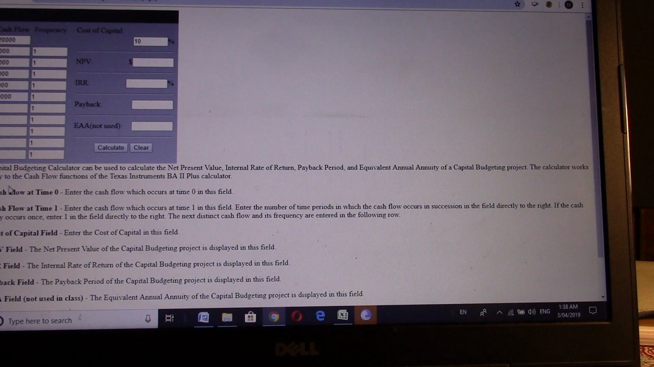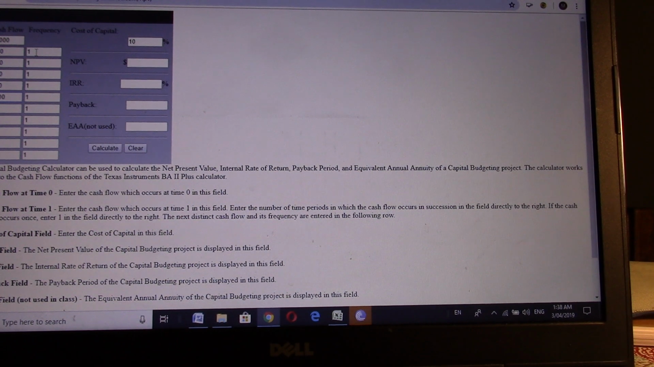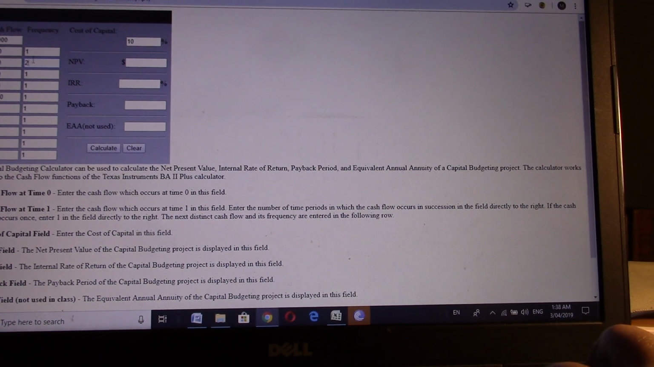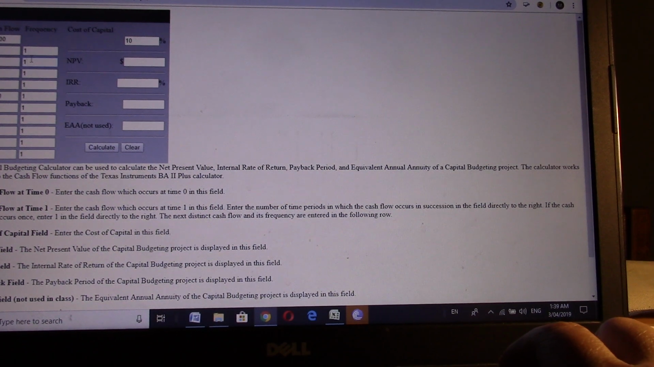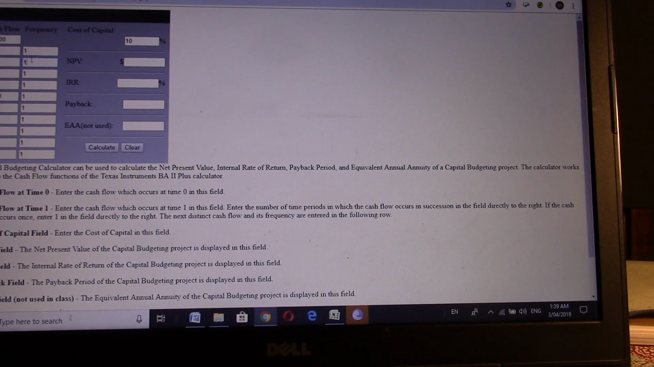The frequency is how many times this cash flow has occurred. If frequency is 1, that means $8,000 occurred in year 1 and only once. The second year cash flow is $3,000, which happened only once. If it happened twice, for example in year 2 and year 3, the cash flows are both $3,000, then you put frequency 2 here. But in our example, you just keep frequency at 1. So this is our cash flow.